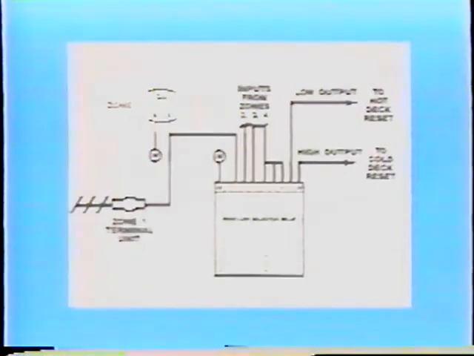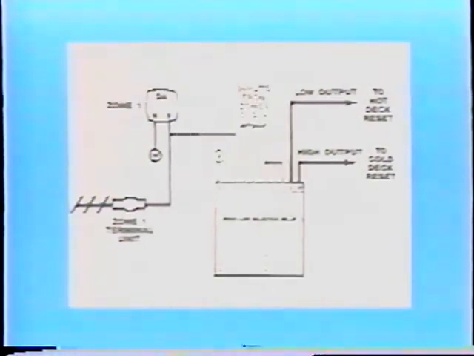In this application, the relay is being used to provide temperature reset to both the hot and cold decks for a multi-zone unit. The branch pressure from each zone thermostat is fed to the selector relay. The highest and the lowest signal are then reproduced and utilized as reset signals to the hot and cold deck controllers.